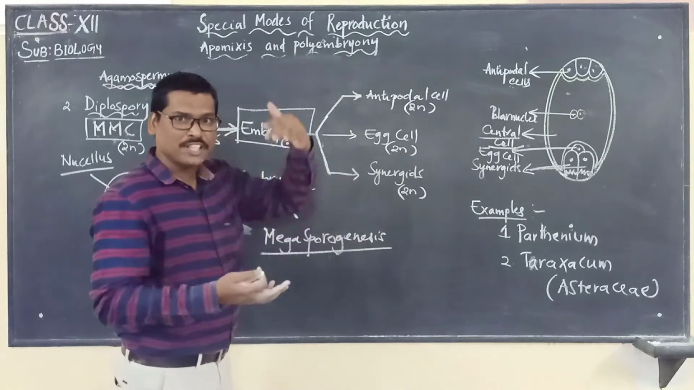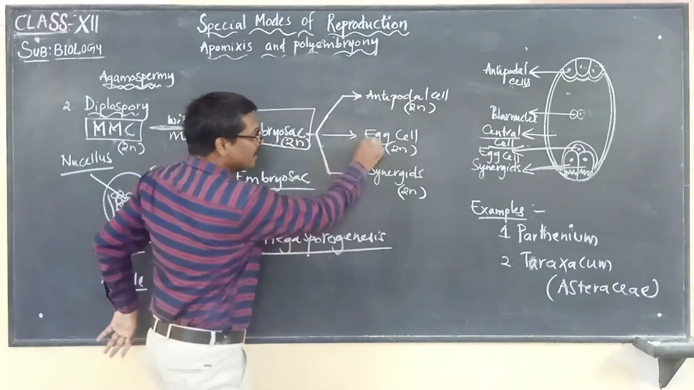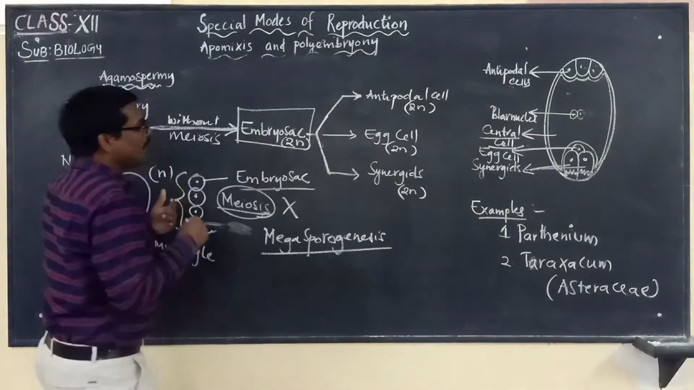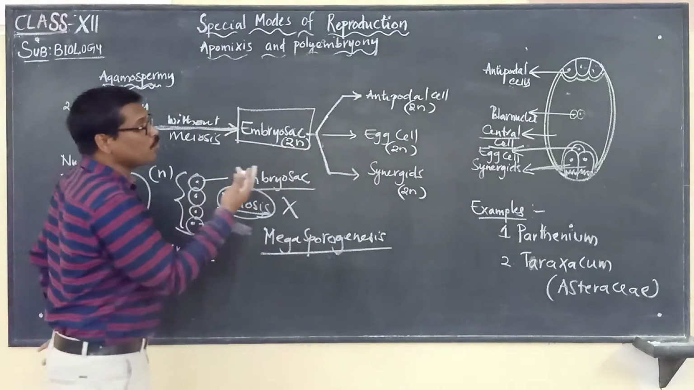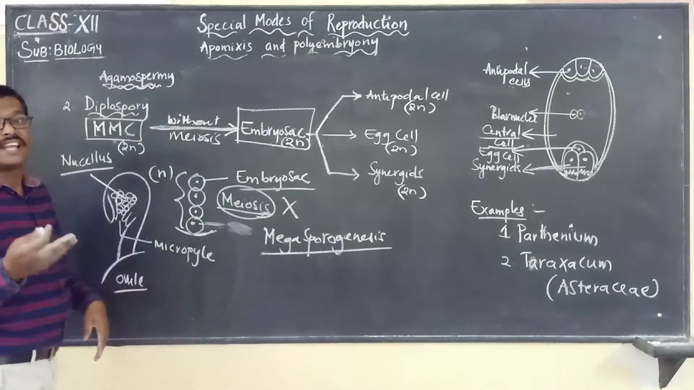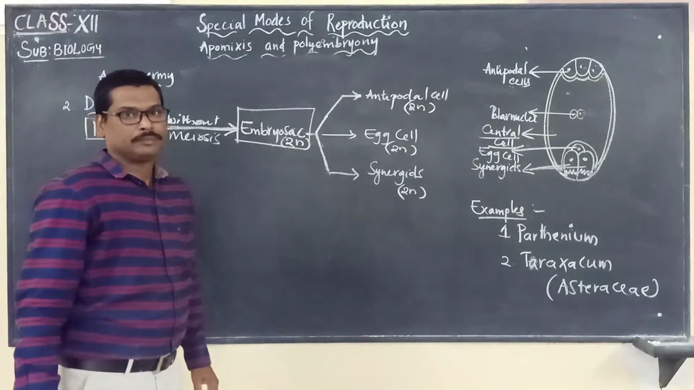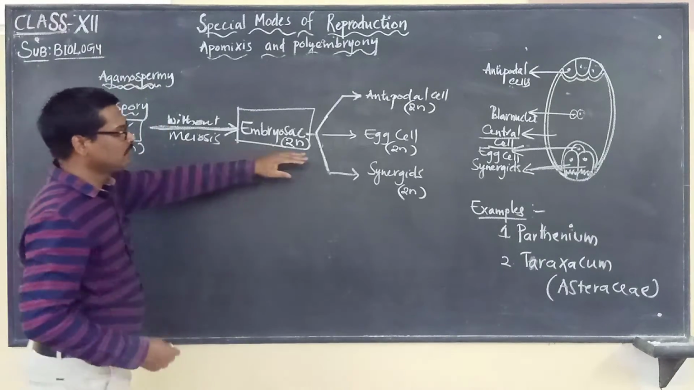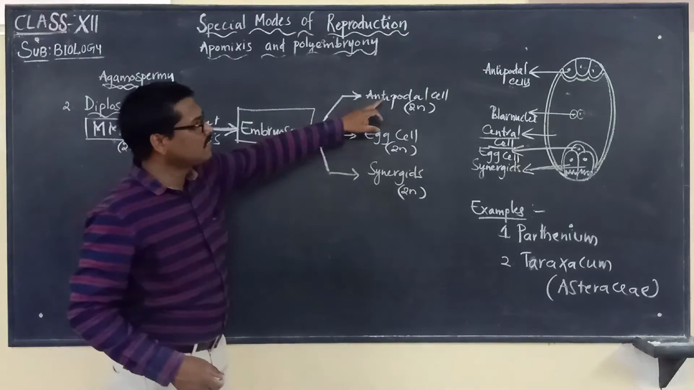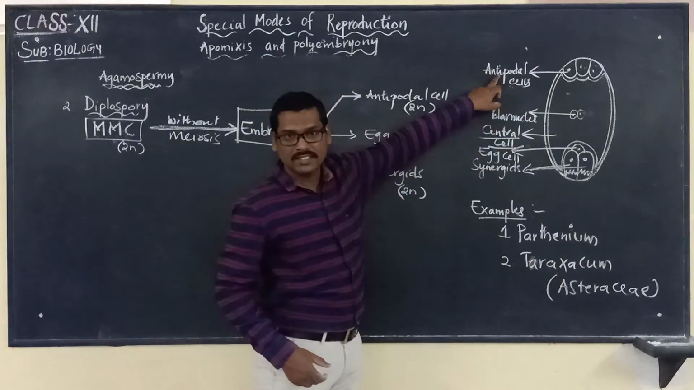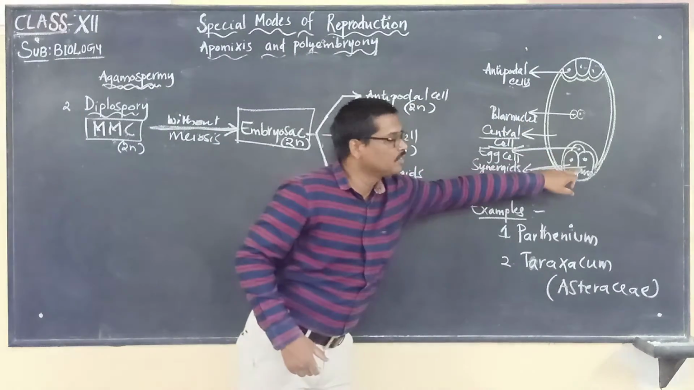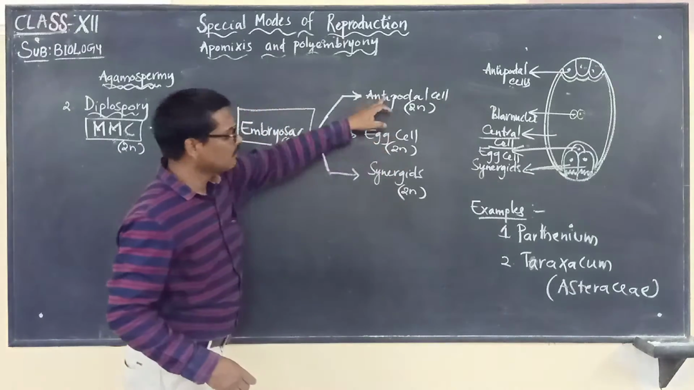Now the same thing as we have seen in apospory. When the egg cell develops into what now? Embryo. When the egg cell develops into embryo. So here, if you are looking at the embryo sac, it is consisting of what? The antipodal cells, the egg and also the synergids. Here, these are the 3.